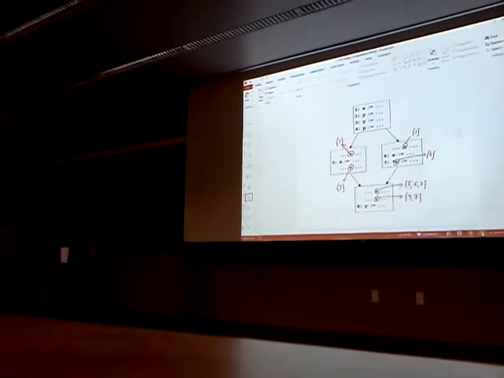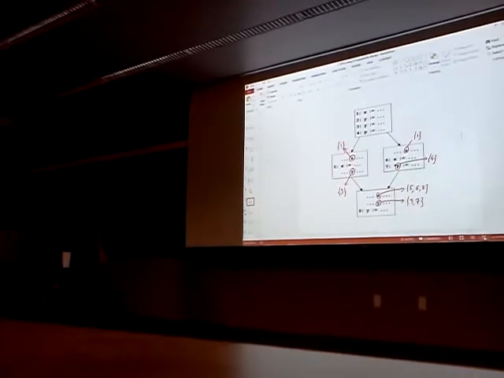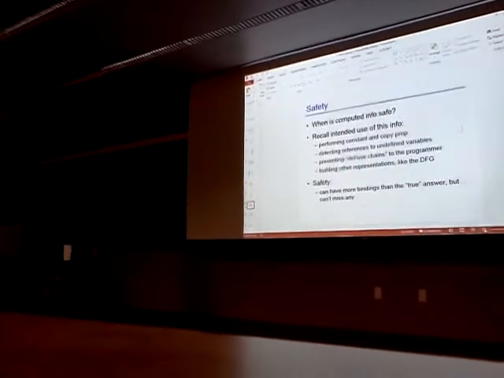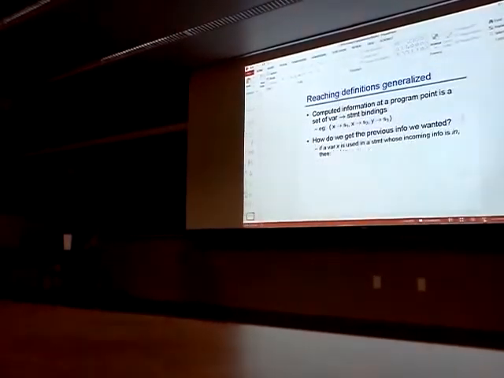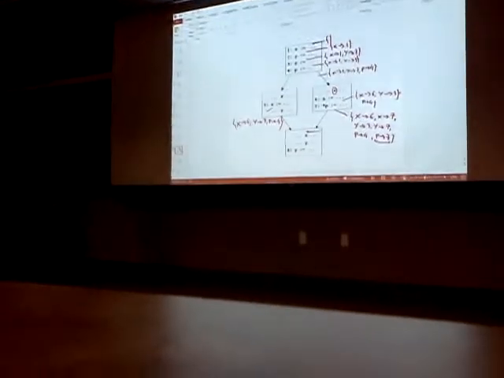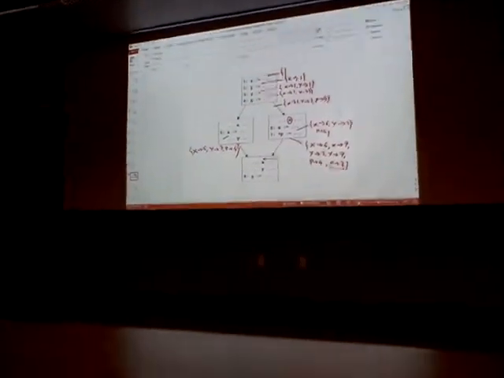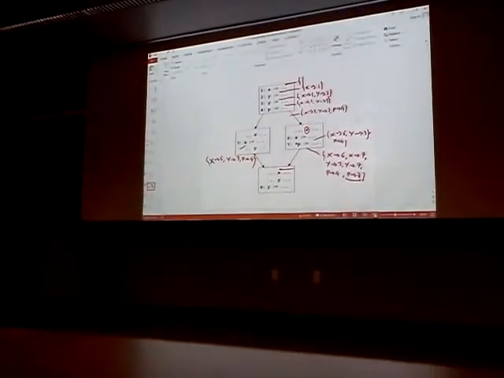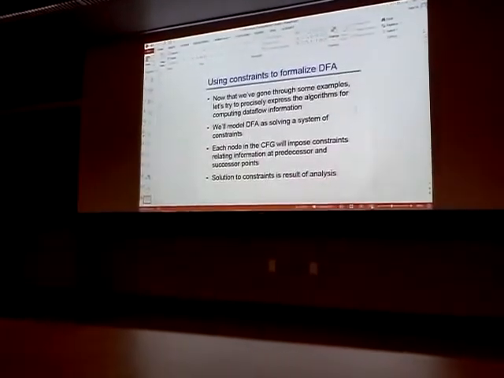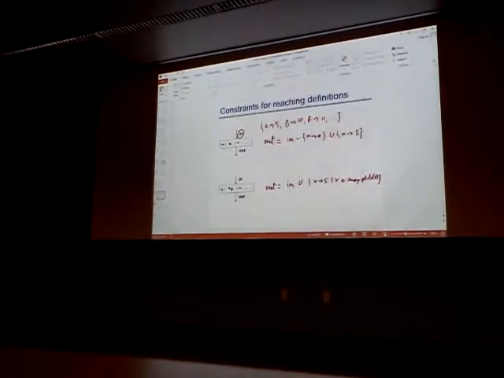So we basically start off by saying, okay, we want reaching definitions, here's how we would do it, shown through an example. And then we figured out that we can compute it in a slightly more general way, which is that at every point we can compute this mapping of variable to the point where that value could come from. Then we use constraints to formalize the data flow analysis, and so we came up with these constraints for reaching definitions.